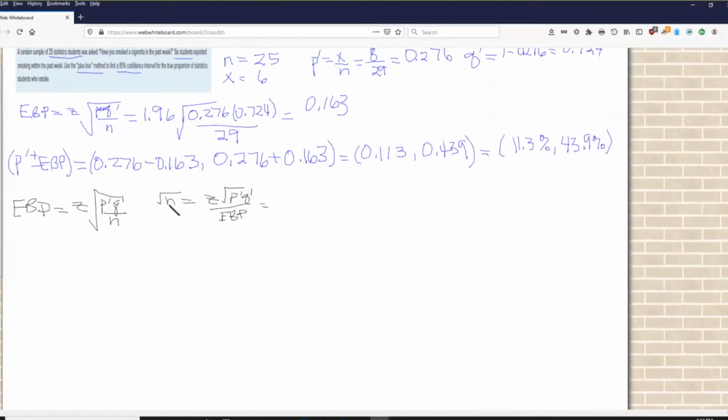And because we want n, not the square root of n, I'm going to square both sides. So to get n, we square both sides. That's the same as saying z squared times p prime q prime, and the error bound of the proportion is also going to be squared. So let's look at an example.